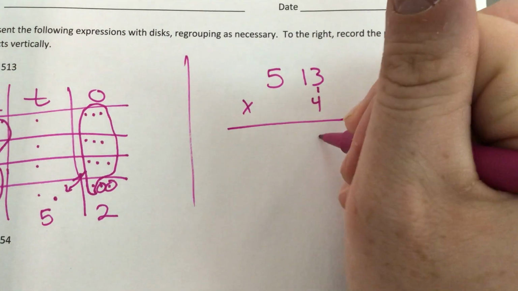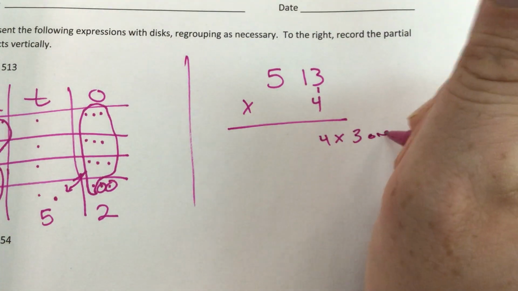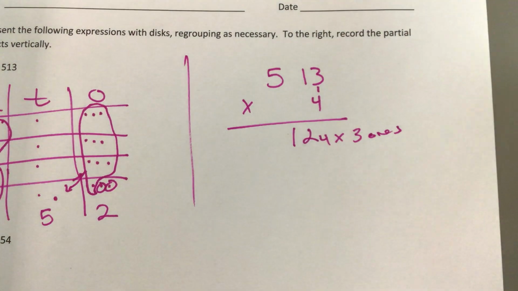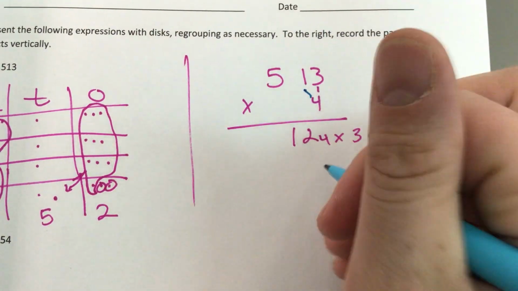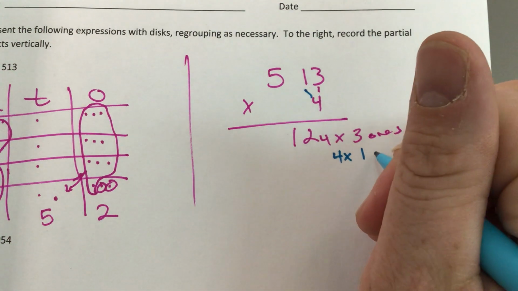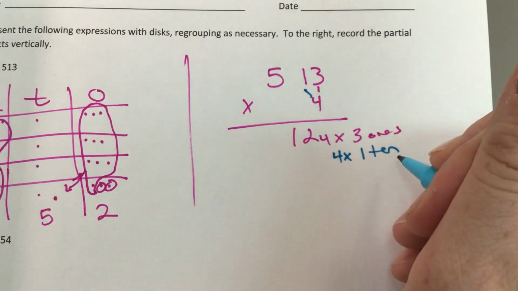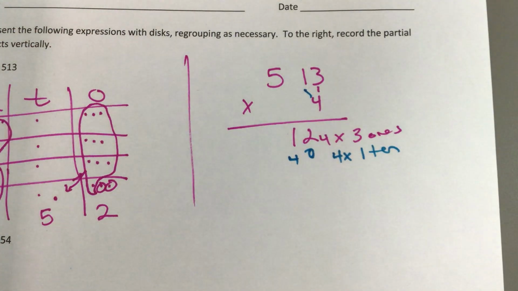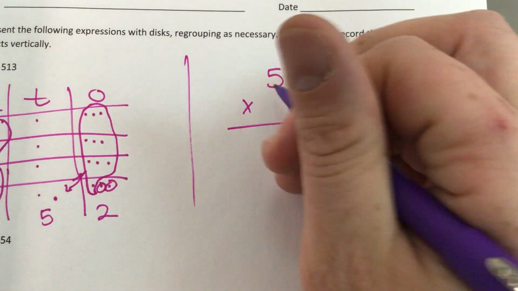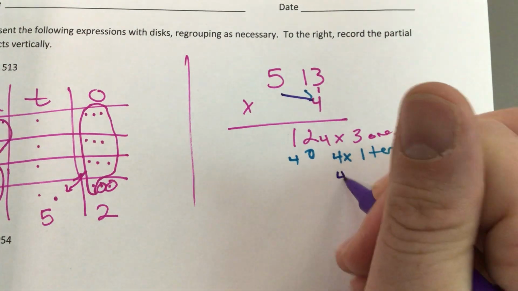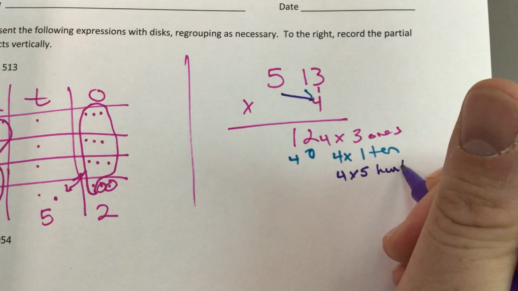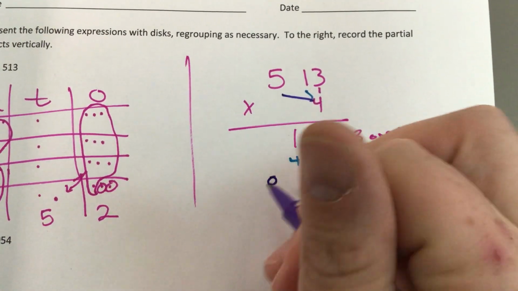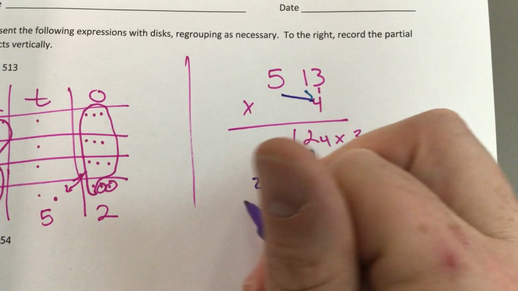Our first problem will be 4 times 3 ones, which will be 12. 2 in the ones place, 1 in the tens. Our next one will be 4 times 1 ten. 4 times 1 is 4. In the tens place will be 40. And lastly, our 5 times 4. This will be 4 times 5 hundreds. 4 times 5 is 20, starting in the hundreds place value, making it 2,000.